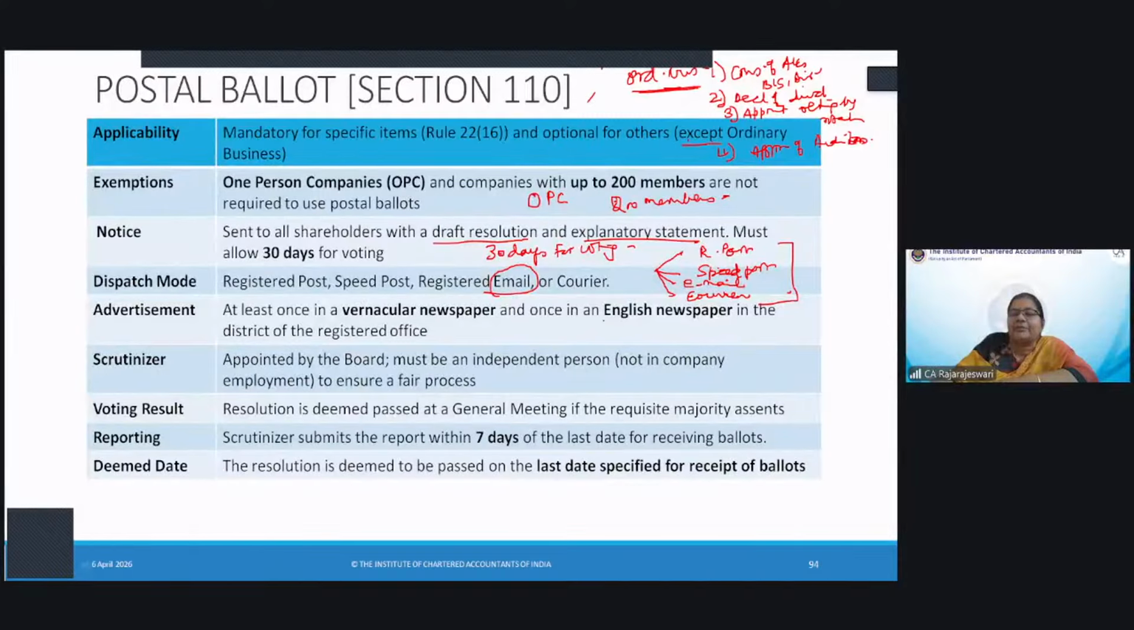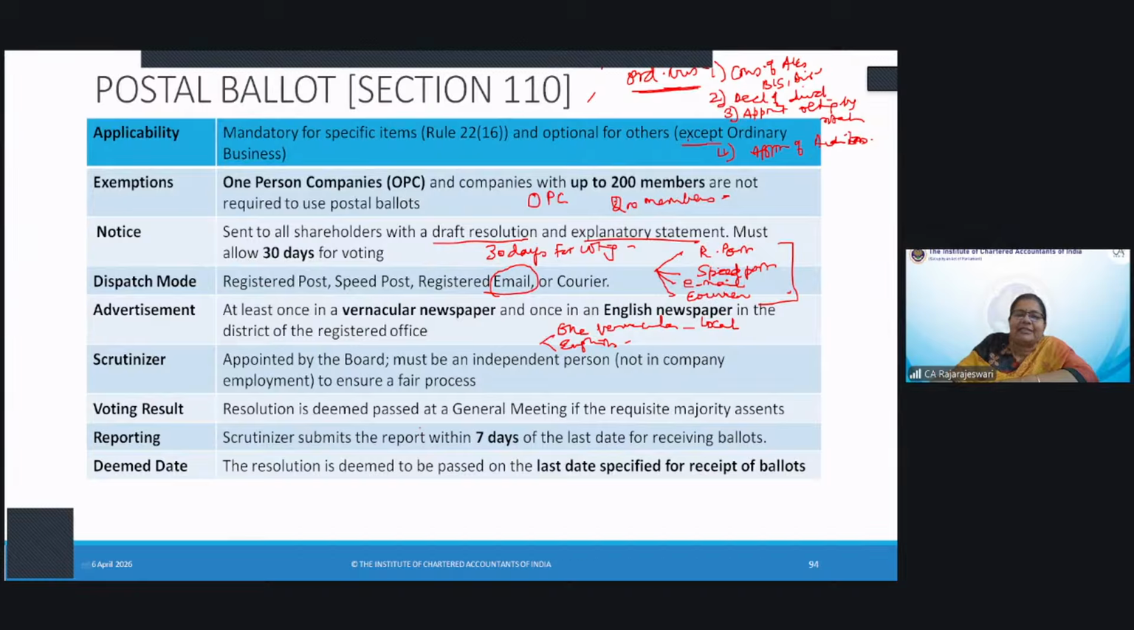Also, they can give it in one vernacular paper, that is a local newspaper, and one in English newspaper. They should have to give the advertisement. Again, the scrutinizer will be there.